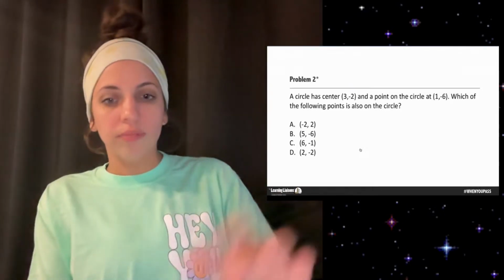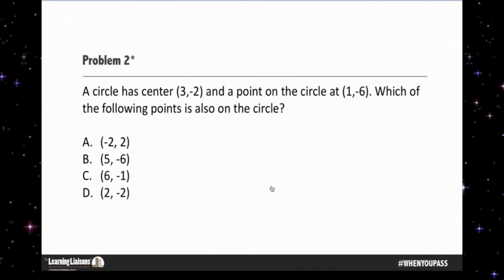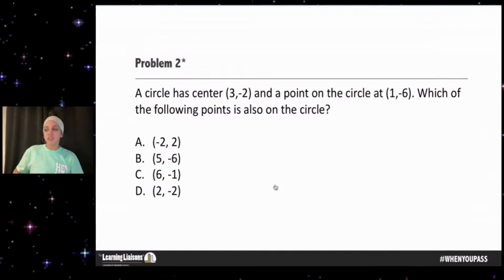A circle has center (3, -2), and a point on the circle at (1, -6). Which of the following points is also on the circle? There's a couple ways we can do this. I can draw it.